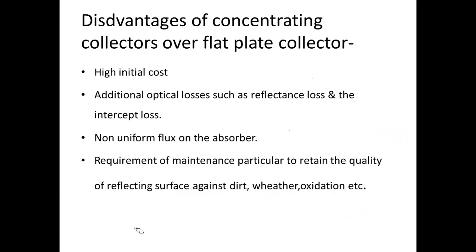And the third disadvantage is non-uniform flux on the absorber. Whatever radiations we are reflecting towards the absorber, suppose the absorber is placed here and we are reflecting the radiations here. We are concentrating all the radiations, but sometimes it is not uniform. The quantity of the radiations is not uniform. That may change throughout the day or on a per hour basis. So whatever radiations we are reflecting from the sun are not constant.